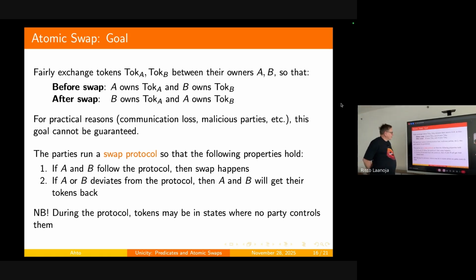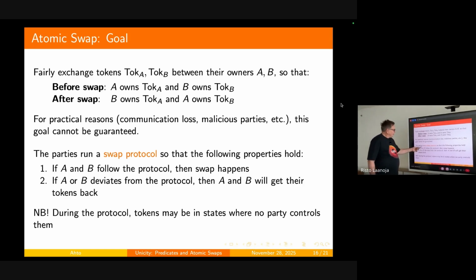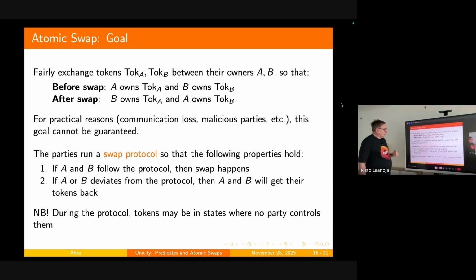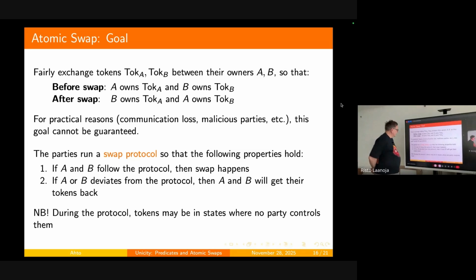Unfortunately, we have practical restrictions. We can't guarantee this with absolute certainty. So instead, we rely on a swap protocol, and we want the following two properties to hold. If A and B follow the protocol, then the swap should happen.